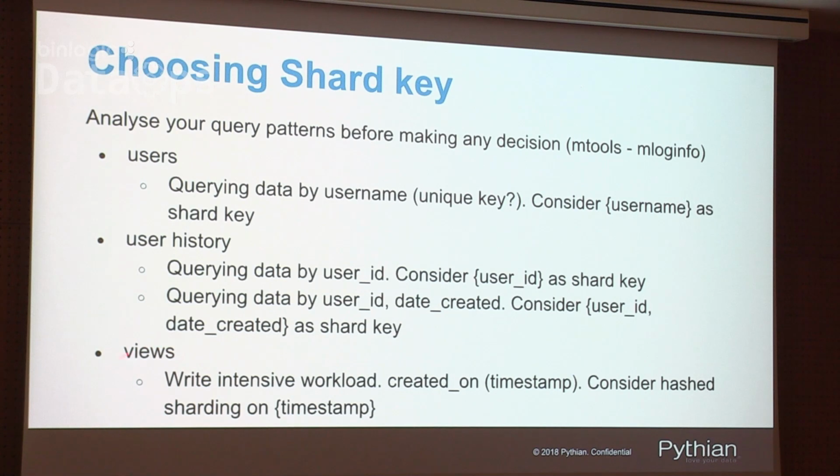Another example is when you store information for write-intensive workloads, like capturing some views or logs or anything that is very write-intensive. You typically have a created-on timestamp, or in MongoDB you even have the underscore ID. If you just want to distribute this data across multiple shards and you only care about the write load, then you can shard this by using hashed sharding on the timestamp column.